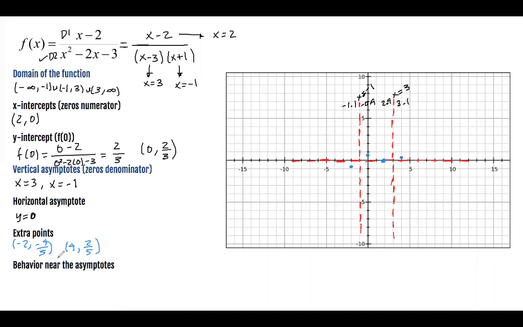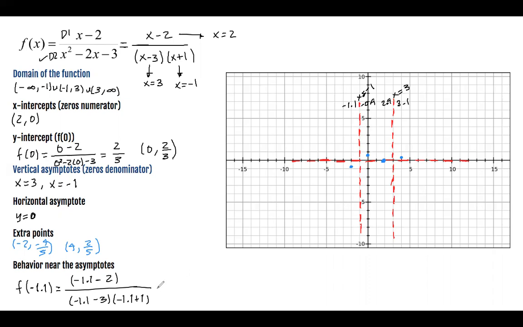I'm not going to focus that much on the actual value, but on the sign that we are going to get. We're going to substitute into the factored version of our function. Let's start with the first one. We're not looking for points, just the behavior. So f of -1.1 is -1.1 minus 2, divided by (-1.1 minus 3) times (-1.1 plus 1).